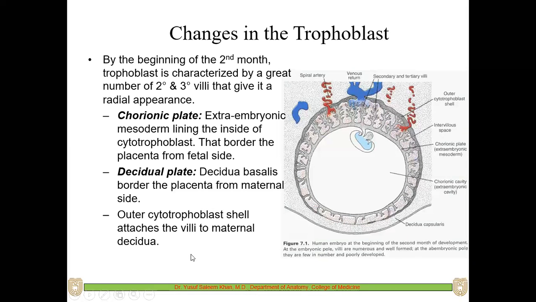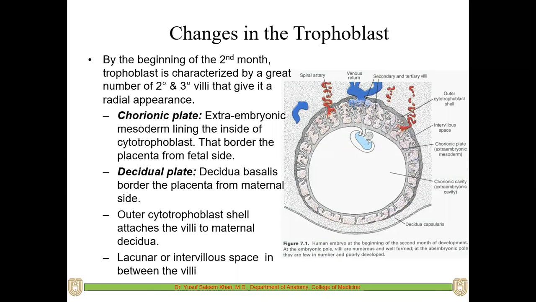The outer cytotrophoblast shell attaches the villi to the maternal side. So if you see here, they are going from the fetal side to the maternal side. They are attached to both the plates, the chorionic plate and the decidual plate, from here to here. Lacunae or intervillous spaces lie between the villi. These are called the lacunae. Intervillous space, because these are the villi, and intervillous means in between the villi, which are called lacunae. Now, if you see here, the blood vessels are opening into these lacunae.